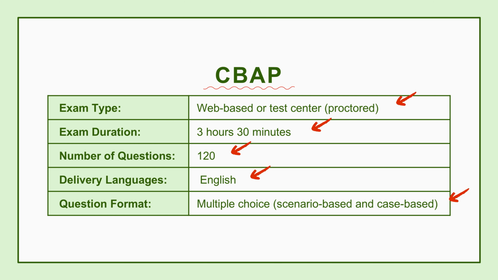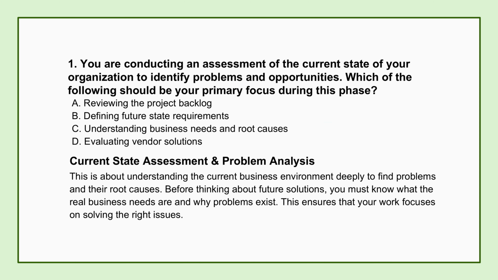Okay, let's jump right into the first one then. So the scenario is, you're assessing an organization's current state, trying to find problems and opportunities. What's your primary focus? The guide says the answer is understanding business needs and root causes. Okay, and that makes sense. The analysis in the source really pushes that you have to figure out what problems really exist and, critically, why they exist. If you start thinking about fixing things... Exactly. It's about not jumping the gun. Don't leap to solutions or future state designs too early. It's foundational. Current state assessment, problem analysis 101, really.